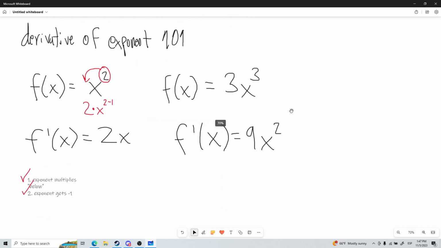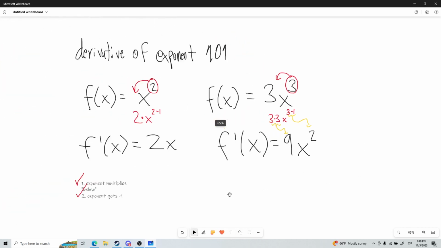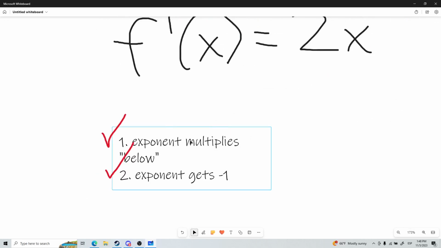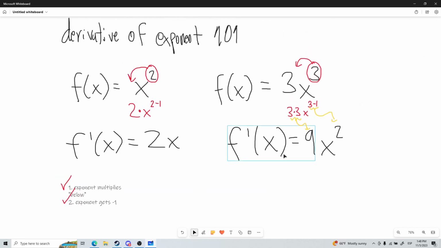Over here, it's no different. So the 3 goes down in front, multiplying. So the step in between is 3 times 3, x to the power of 3 minus 1. So this 3 times 3 gives you this 9. This 3 minus 1 gives you that 2. That's all that happens in a derivative of an exponent. Literally, it's all that happens. The exponent multiplies, quote unquote, below, and the exponent gets -1. And that is it. If you understand these two examples, you're pretty much good to go.